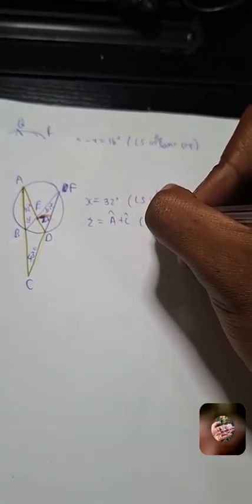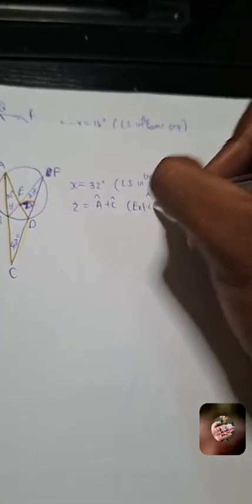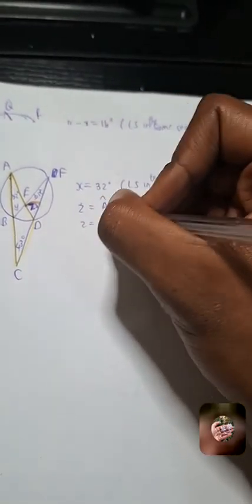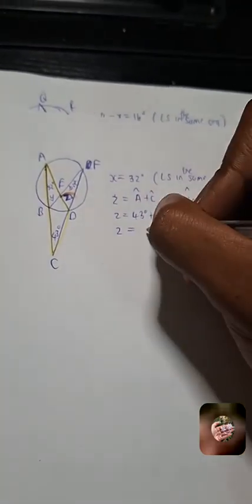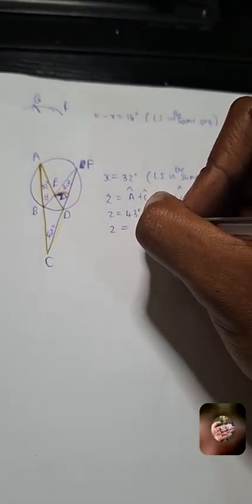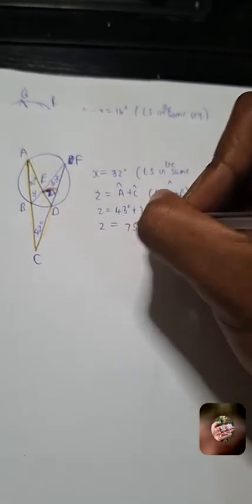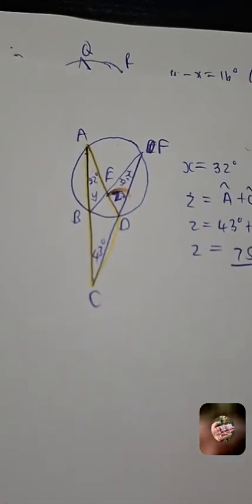Reason? Exterior angle of a triangle. Then 43 degrees plus 32 degrees, which is equal to, in total? Z is equal to 75 degrees. Update the diagram. Z is now 75 degrees.